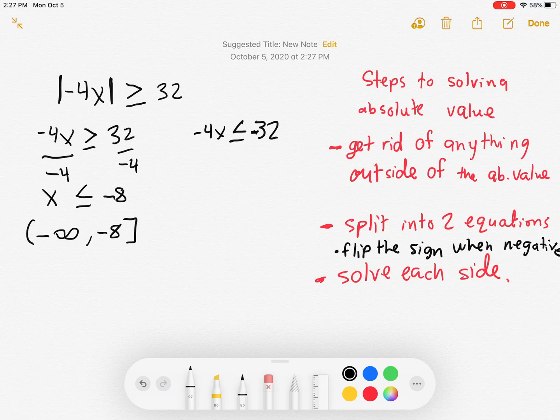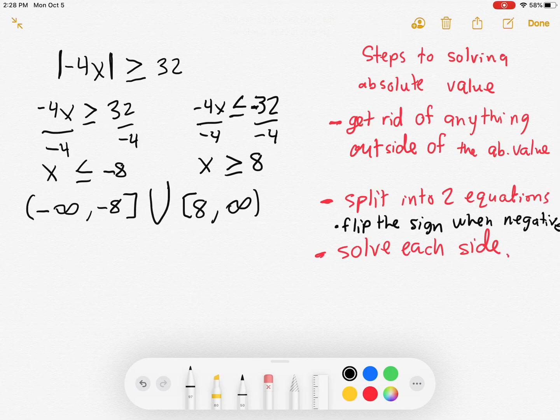All right, let's go ahead and solve the other side. We have negative 4x is less than negative 32. Divide by negative 4. Divide by negative 4. We end up with x is less than 8. But what did we do? We divided by a negative, so we have to flip the sign, which gives us 8 to infinity. We have disjoint intervals, meaning we have two different things and they don't overlap at all, so we have to include the union in the middle.